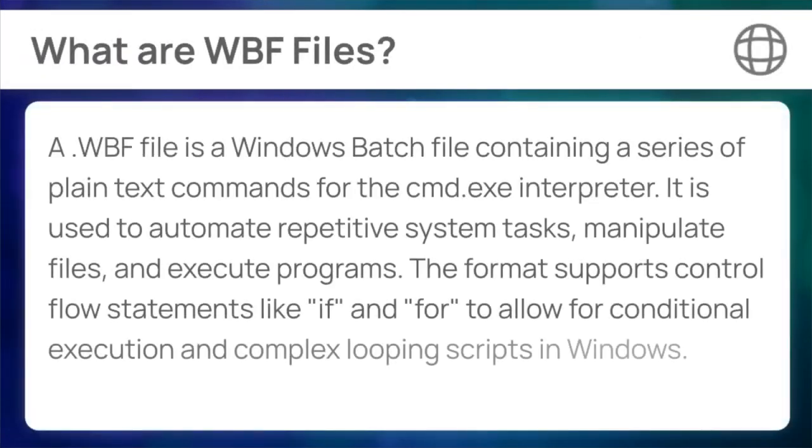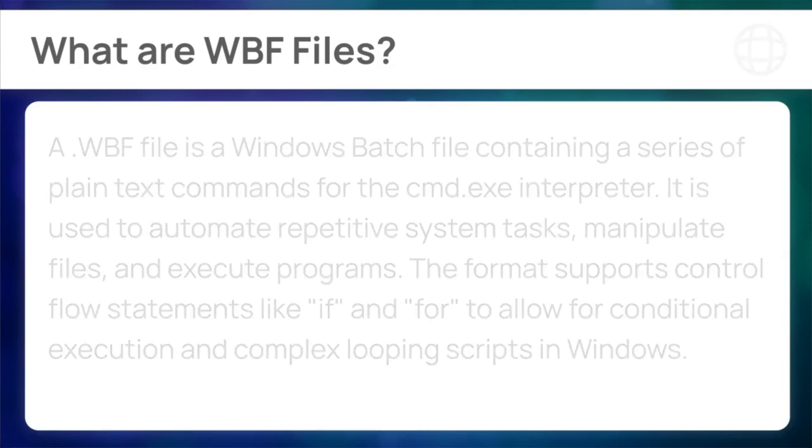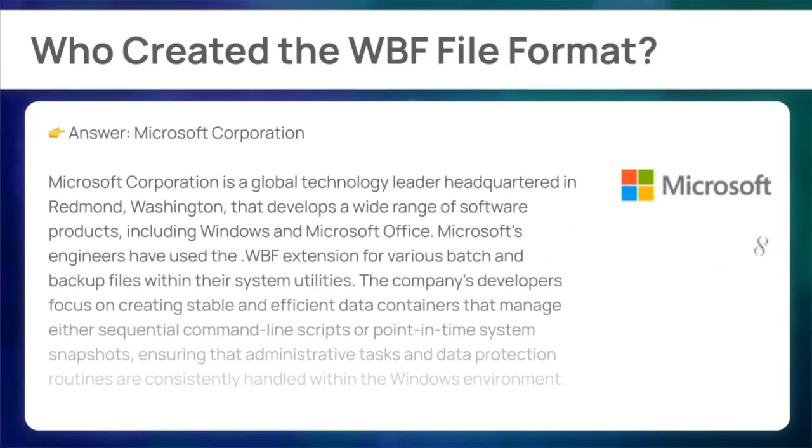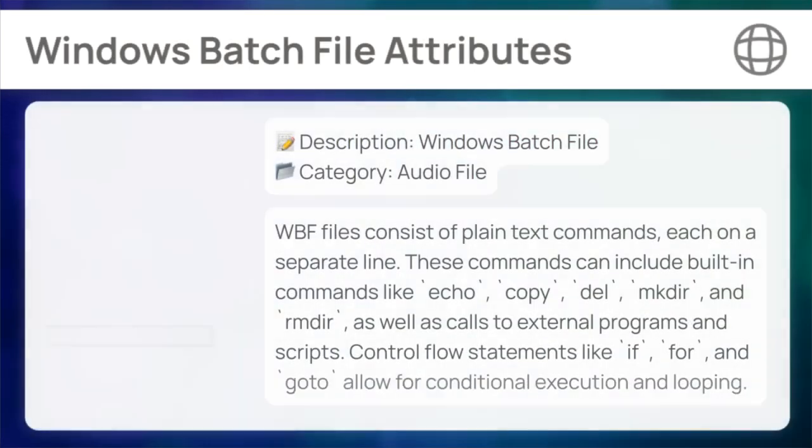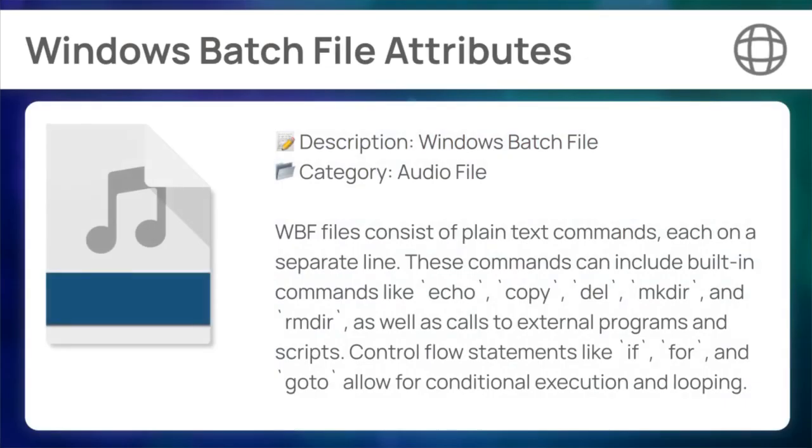A WBF file is a Windows batch file containing a series of plain text commands for the cmd.exe interpreter. It is used to automate repetitive system tasks, manipulate files, and execute programs. The format supports control flow statements like if and for to allow for conditional execution and complex looping scripts in Windows. WBF files consist of plain text commands, each on a separate line.